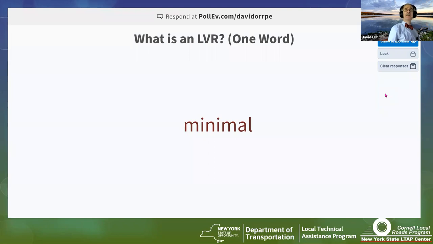Minimal. Yeah, that's actually probably a pretty good word to use for low volume. We're usually designed to a minimum standard. Yeah, especially when it comes to thickness. Yeah. What else would you use for low volume roads?